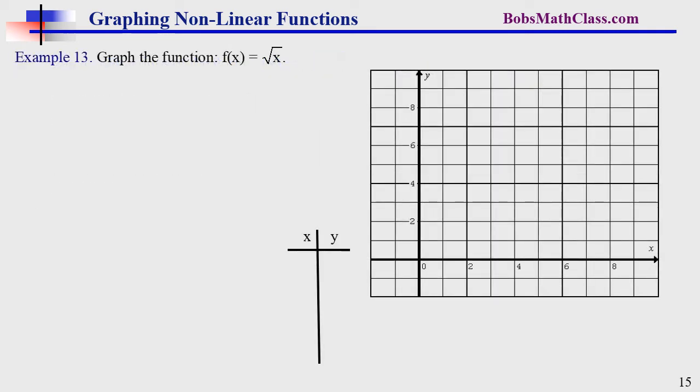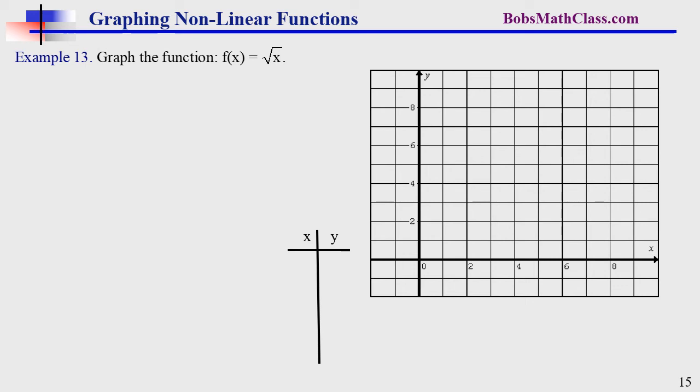All right, here's our first graph. This is called the parent graph because there's nothing else outside the square root of x. Once we have a number inside the parentheses, or a number outside, sorry, I said parentheses, once we have a number inside the radicand or a number outside the square root, then that's no longer the parent function.